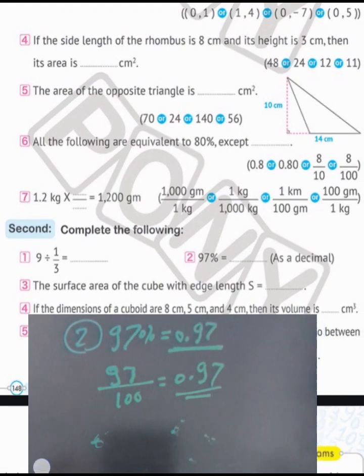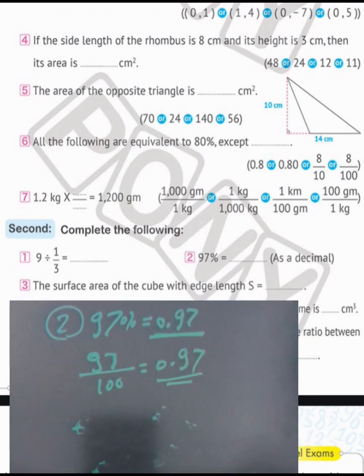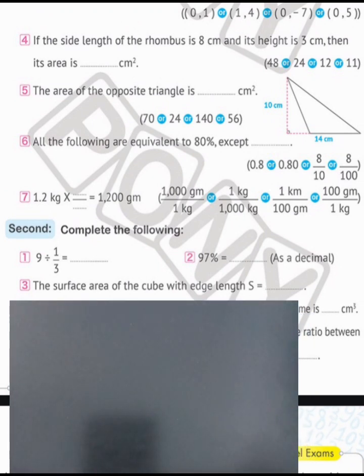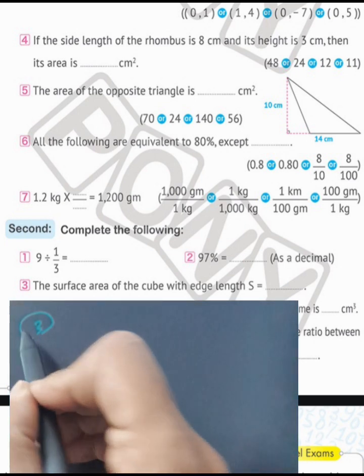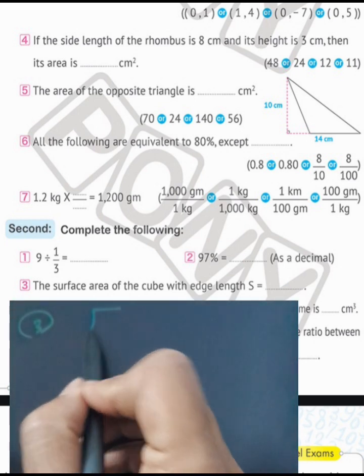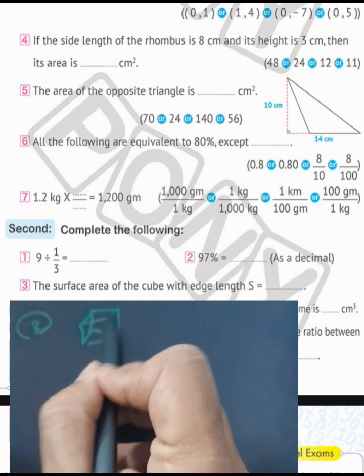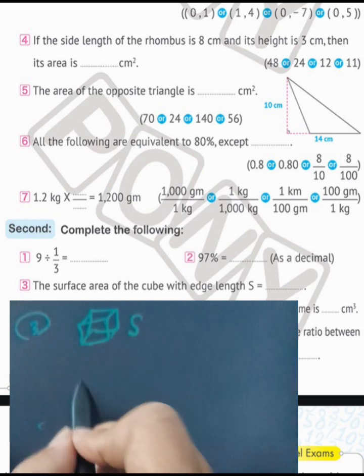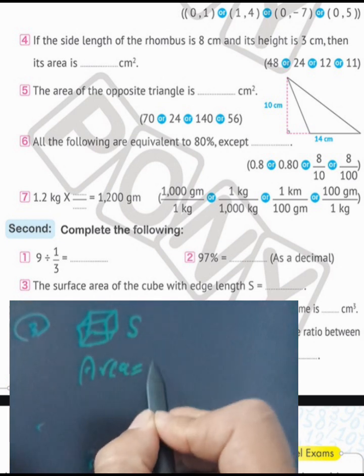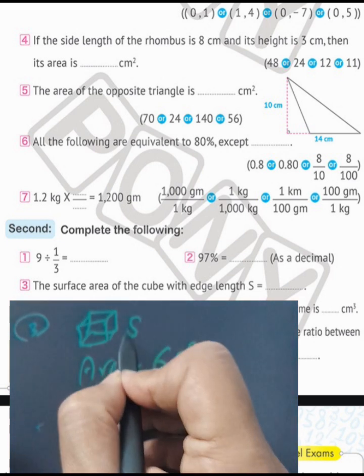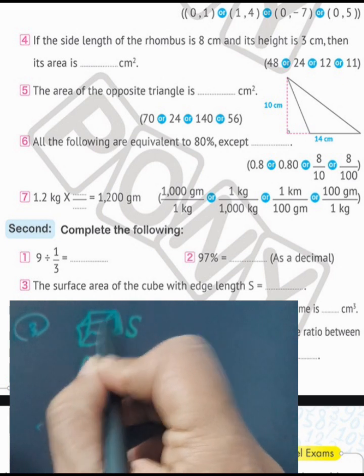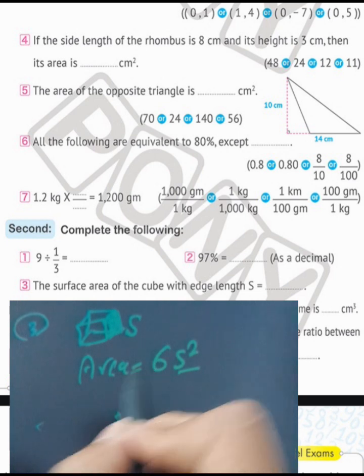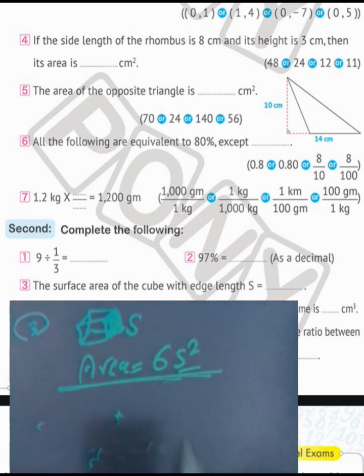Question number 3, surface area of a cube, side length is s. We want to find the surface area of the cube. Surface area is the total area of the cube. We know the cube has 6 faces equal in area, so the surface area will be 6 times s power 2. The side length of the cube was s, and the area of each face is s power 2. Then the total area is 6 s power 2.